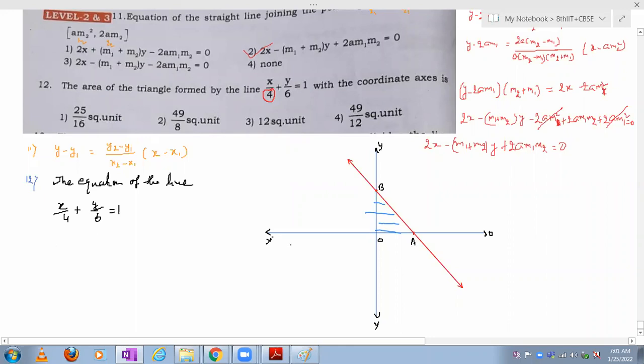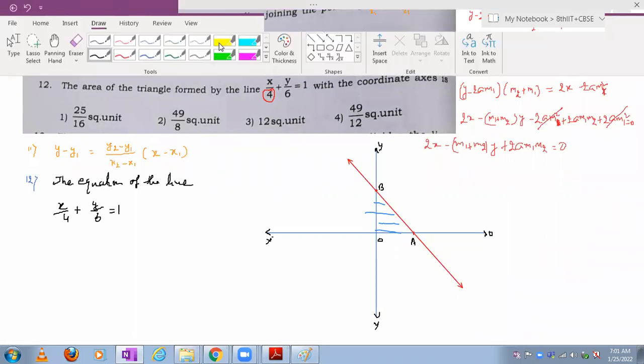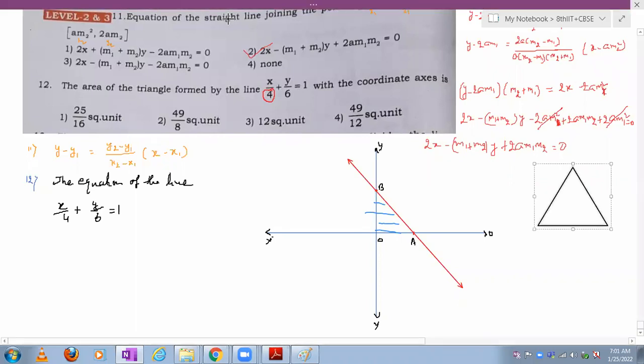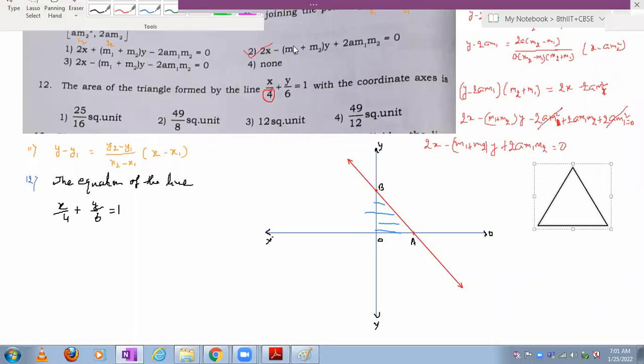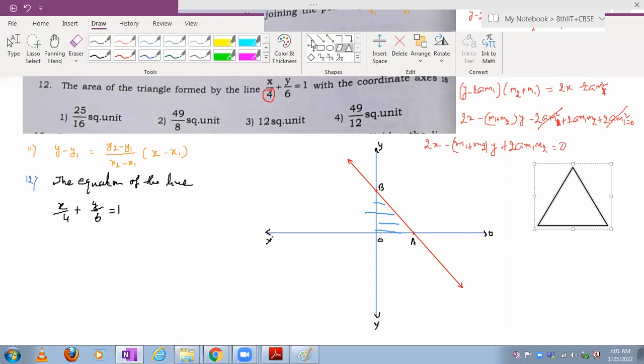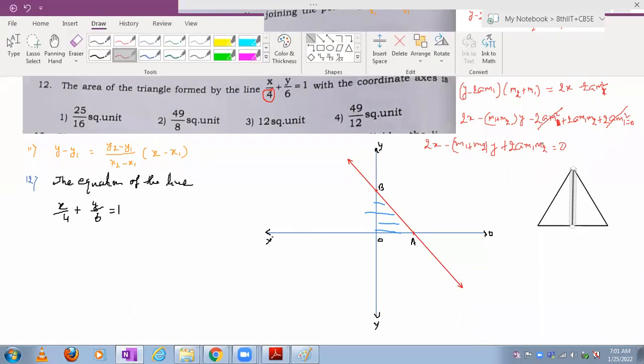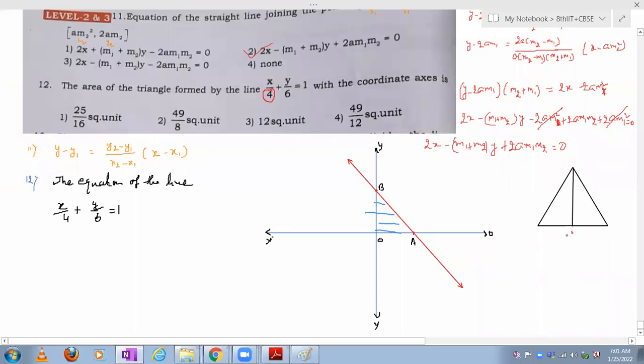So normally, for any triangle, what is the area? Half into base into height. Now tell me what is the base and what is the altitude there? Base is 4 and height is 6. Then what is the area? Half of 4 into 6 is 12.